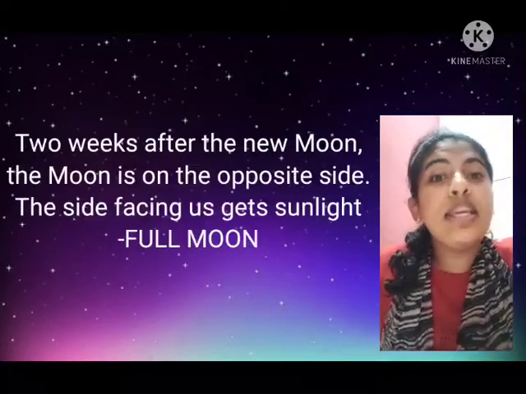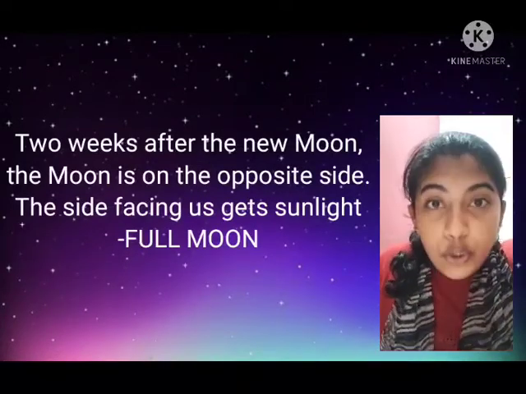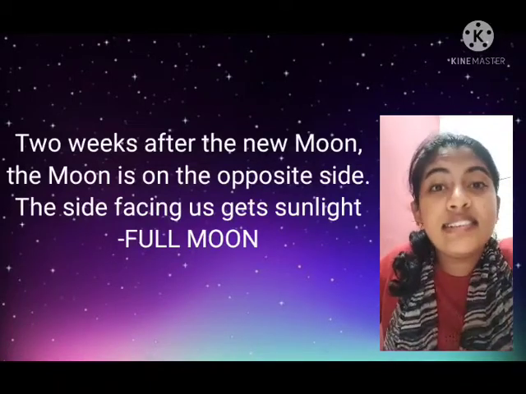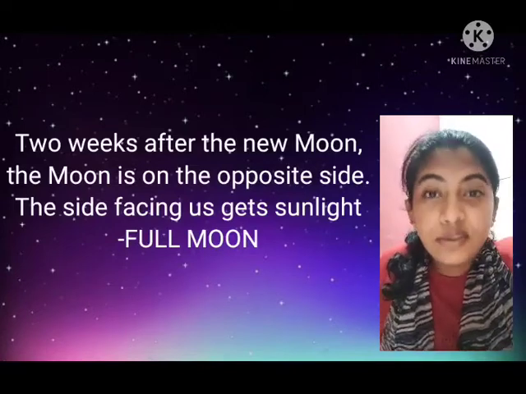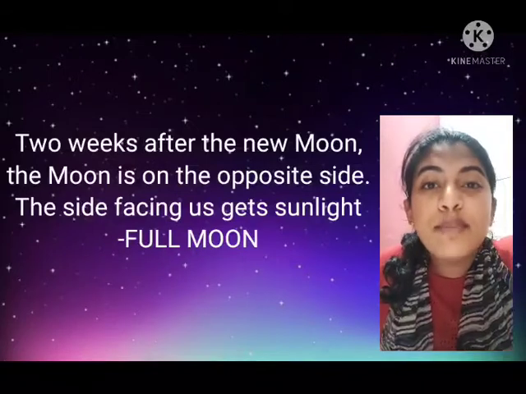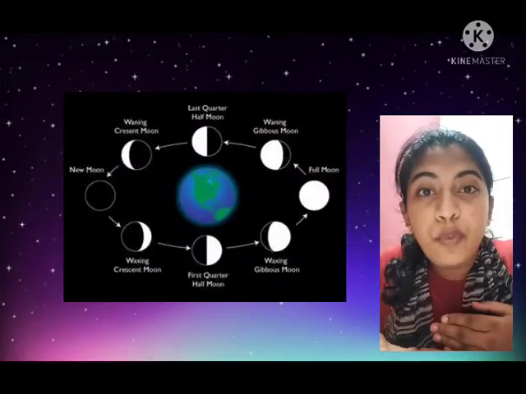2 weeks after the new moon, the moon is on the opposite side, so the side facing us gets sunlight. Now the moon appears as a full moon. After 2 weeks from the new moon, the side of the moon facing us gets sunlight, so it looks like a full moon.